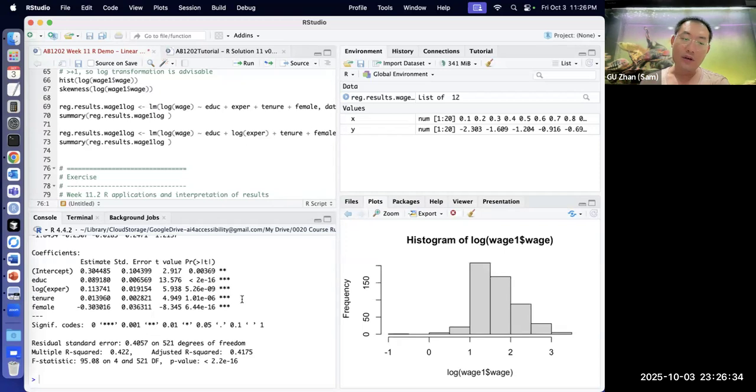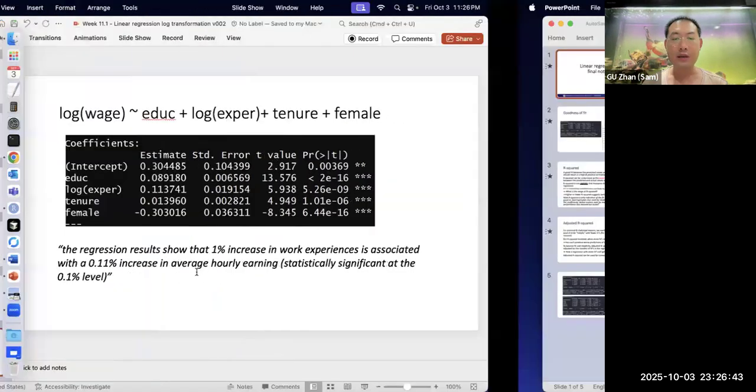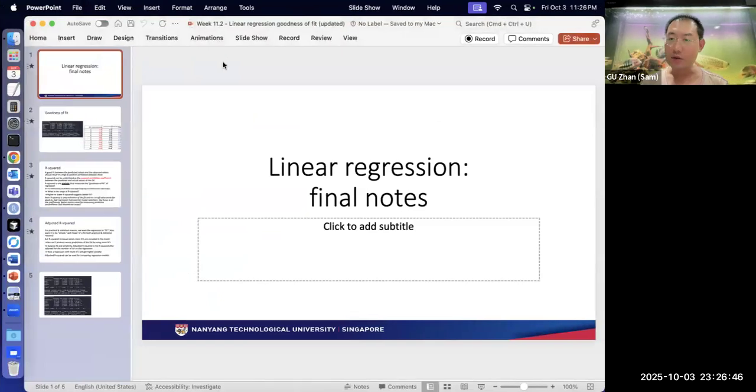More variance of your target variable set, etc. So in general, prefer to have a higher adjusted R squared and R squared. Okay, so this is also what you observe. Then we'll move on to 11.2.